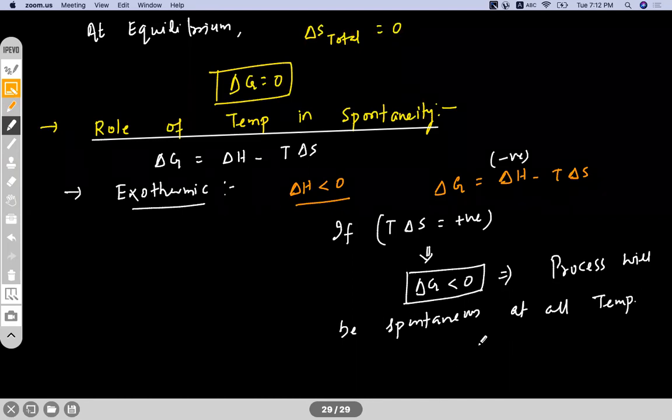Clear? Did you understand this, all of you? You must understand this condition. You will get questions only like this. I am taking this condition; I don't know whether it is positive or negative, but what happens if it is positive? We'll see the next condition also. If T delta S is negative, then what happens?